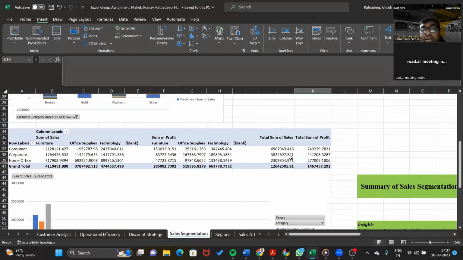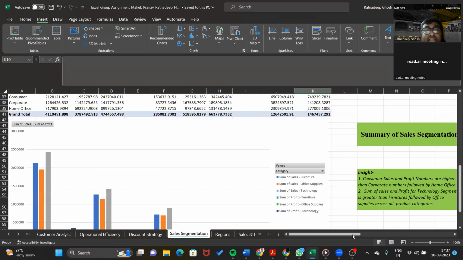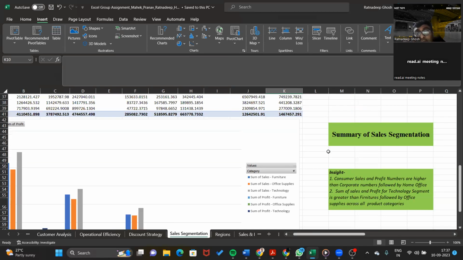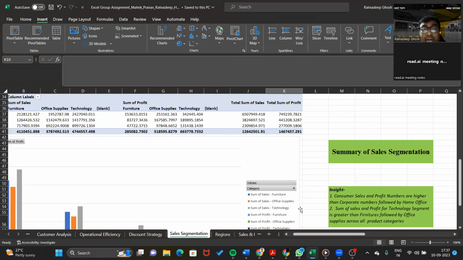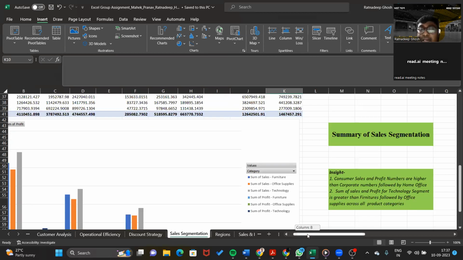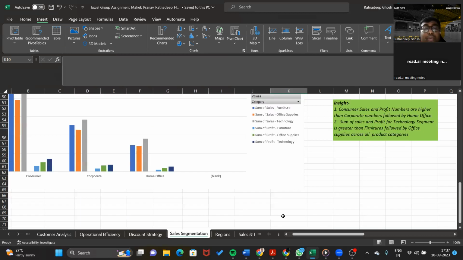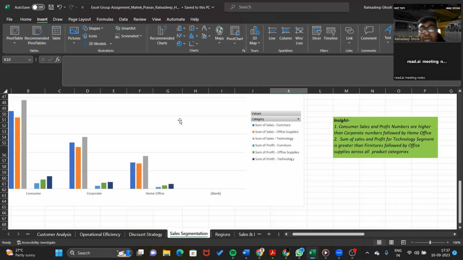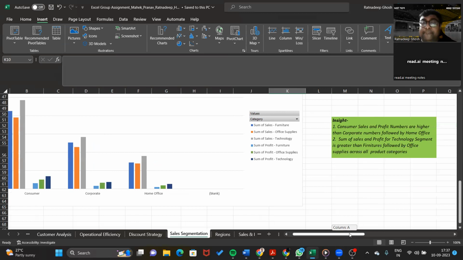Now, I have done another analysis with respect to the sales segmentation, that is dividing the sales in terms of the consumer, corporate, and home office. We call it segment. And the other segmentation we did was with respect to all product categories, not the subcategories. Earlier we did the subcategories, but now we are doing the broader product categories. We can see we have also drawn some interesting insights from here.